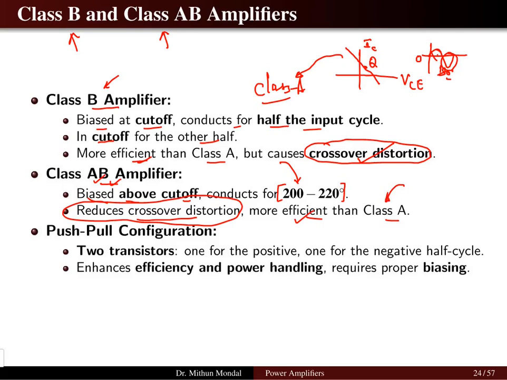A amplifier. We have seen the push-pull arrangement of transistors in the previous lecture. So that will be used here in these types of amplifiers where two transistors will be used, one for the positive and one for the negative half cycle, and it will enhance the efficiency and power handling, but that will require proper biasing. So we will discuss this push-pull amplifier in detail a little bit later.